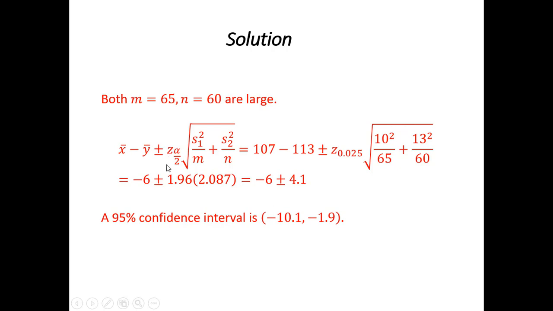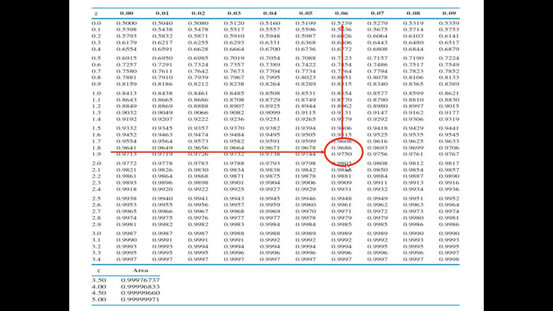The z alpha over 2 term, again, that comes from a normal distribution. For a 95% confidence interval, alpha is 0.05. So alpha over 2 is 0.025. We want the z value that leaves 0.025 in the right tail and 0.975 in the left. So when we use the table, we find 0.975, and then you could see that this is obtained when z is 1.96. So that's a value that occurs quite often. You probably have it memorized by now.